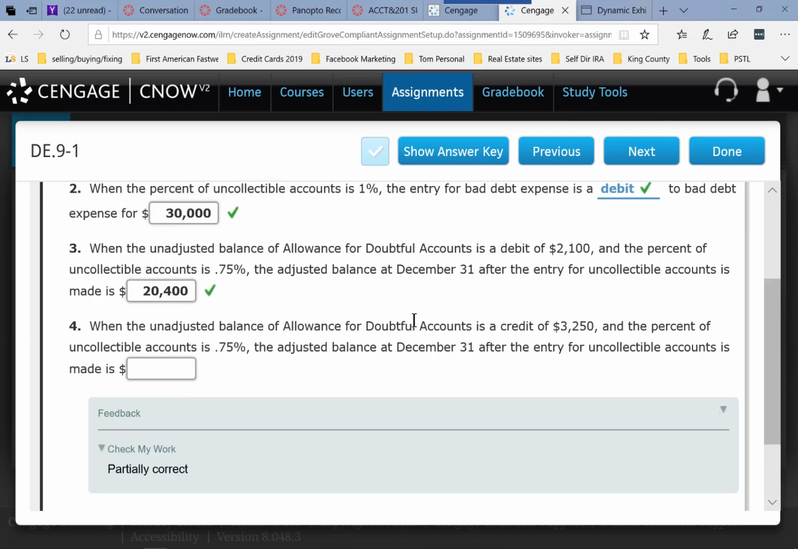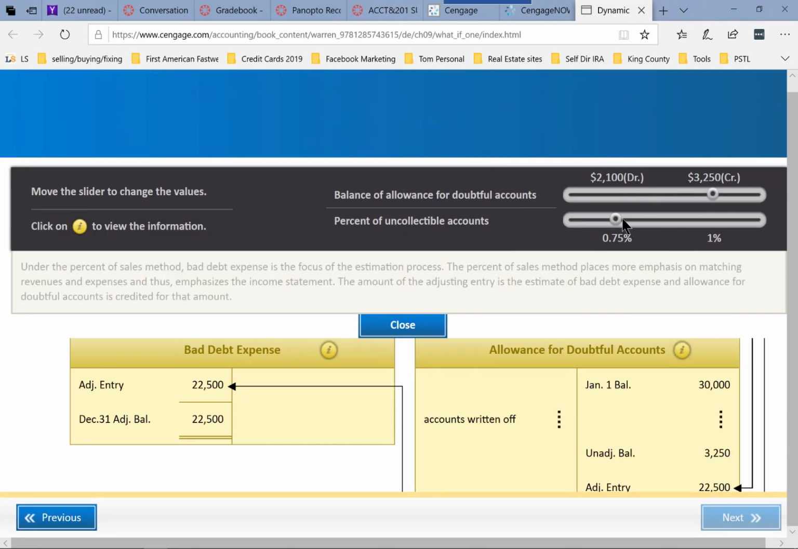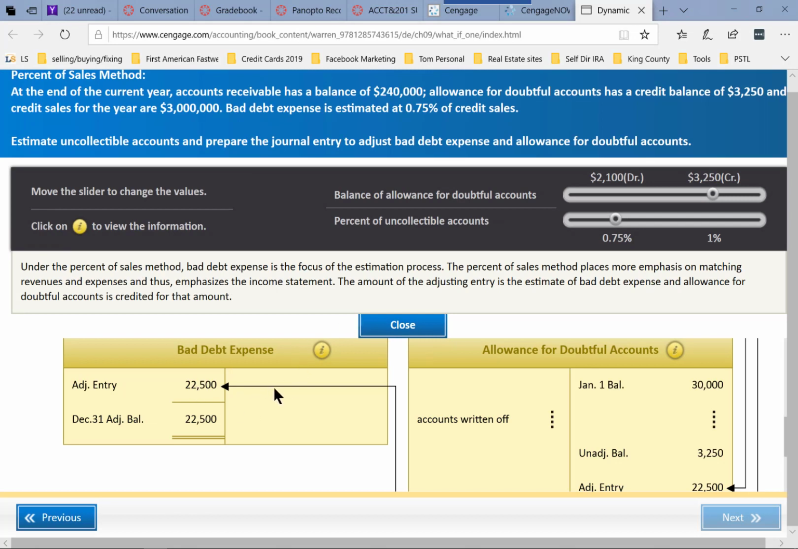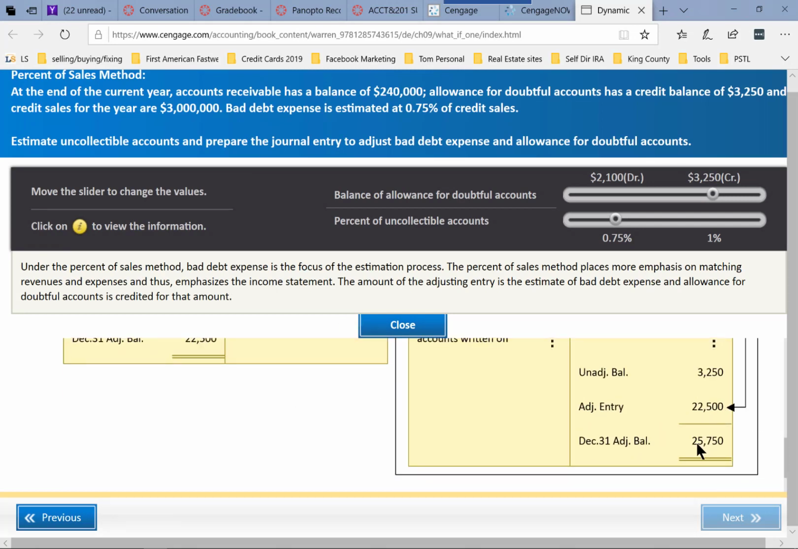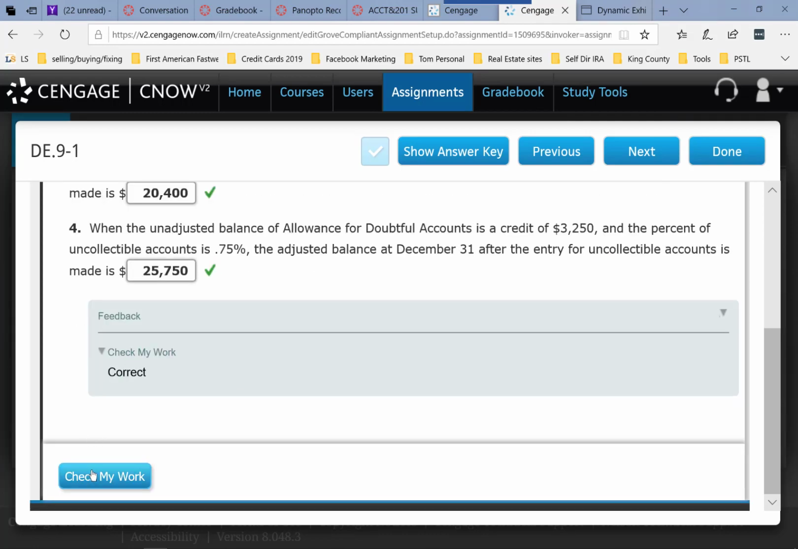When the unadjusted balance for the allowance for doubtful accounts is $3,250 and the percent is 0.75%, what is the adjusted balance December 31 after the uncollectible entry is done? Let's come back here. Switch this back to 3,250. Stay at the 0.75, and the expense is back to 22,500. Now the adjusted balance is 25,750. So we come back here, enter 25,750, and check my work.